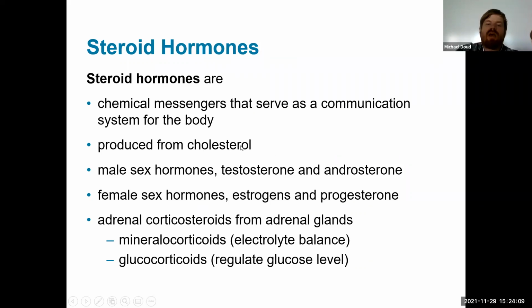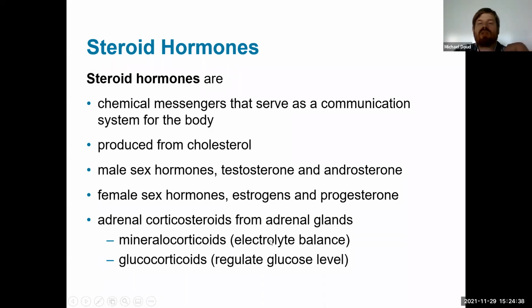So cholesterol will make up testosterone and androsterone, which are the male sex hormones. The female sex hormones, estrogens and progesterone, are also produced from cholesterol. Also, you have corticosteroids that are produced by the adrenal glands from cholesterol. That includes the mineralocorticoids, which regulate your electrolytes, and then glucocorticoids, which regulate glucose.